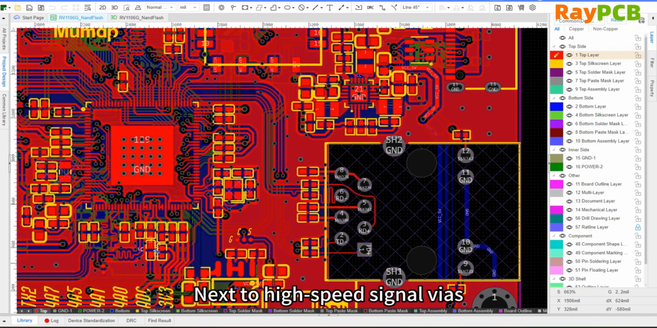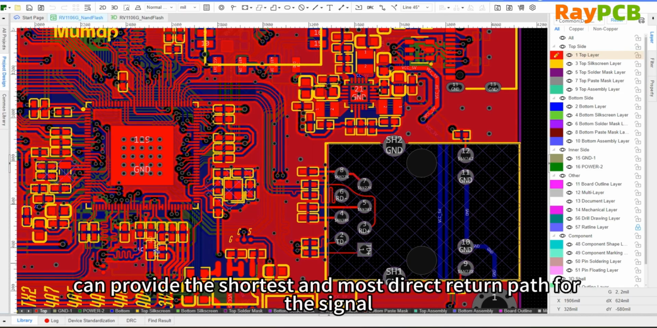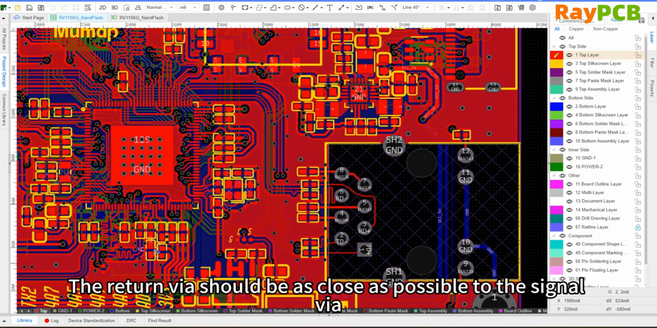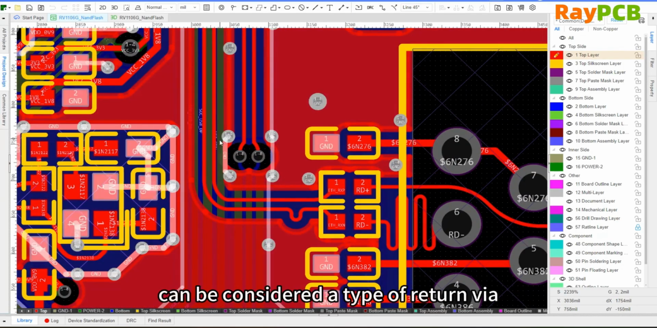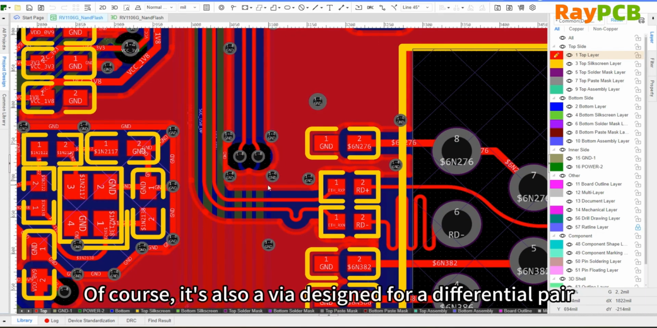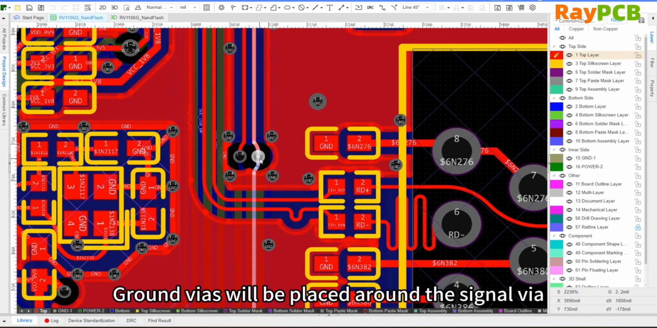Additionally, regarding return vias, for high-speed signals, a return ground via must be placed close to the signal via. This ground via can provide the signal with the shortest and most direct return path, greatly reducing the current loop area and the parasitic inductance of the layers. The return via should be placed as close as possible to the signal via. For example, in our case, this can be considered a type of return via. Of course, it is also designed for differential pairs, with vias placed around the signal via to form a surrounding structure.